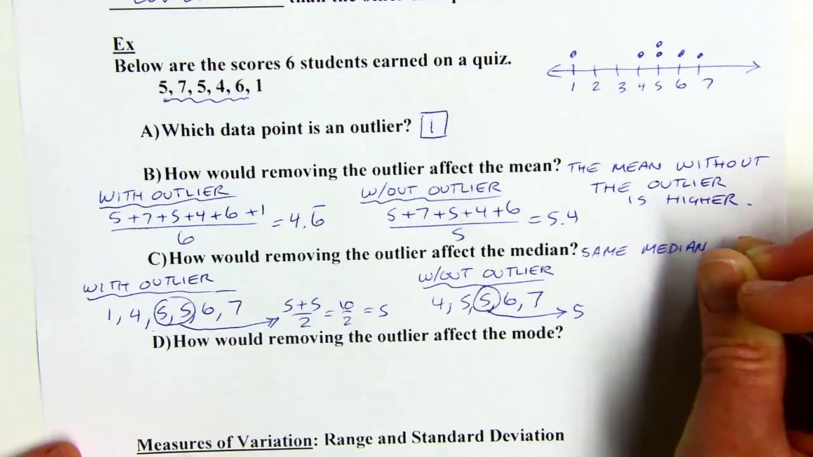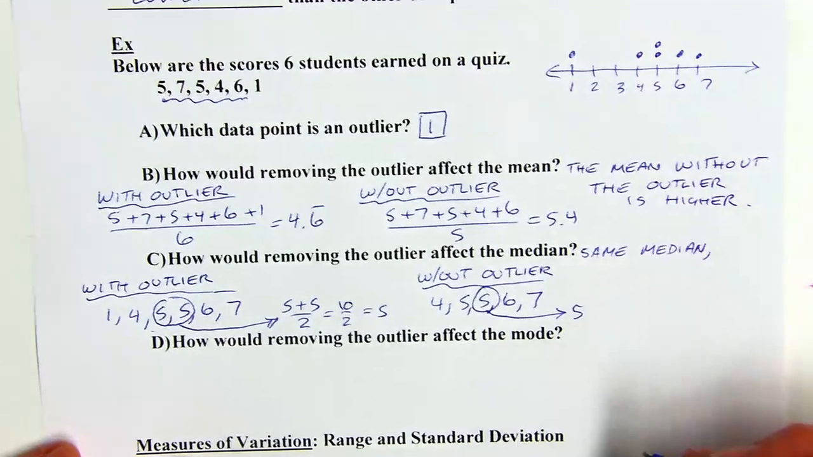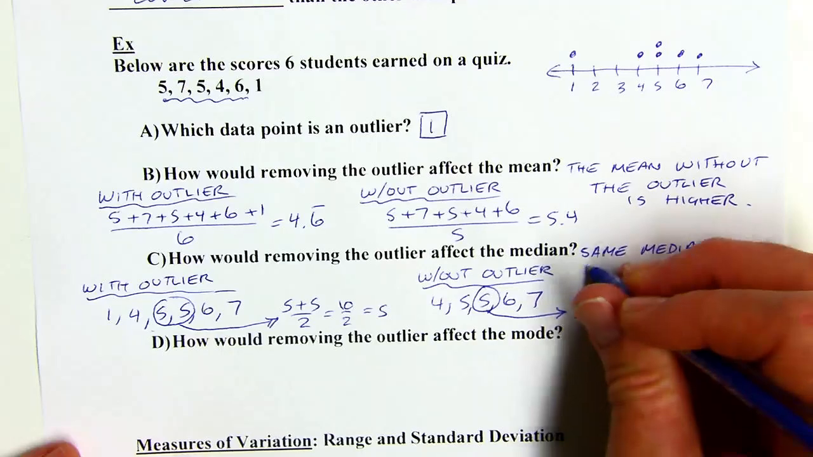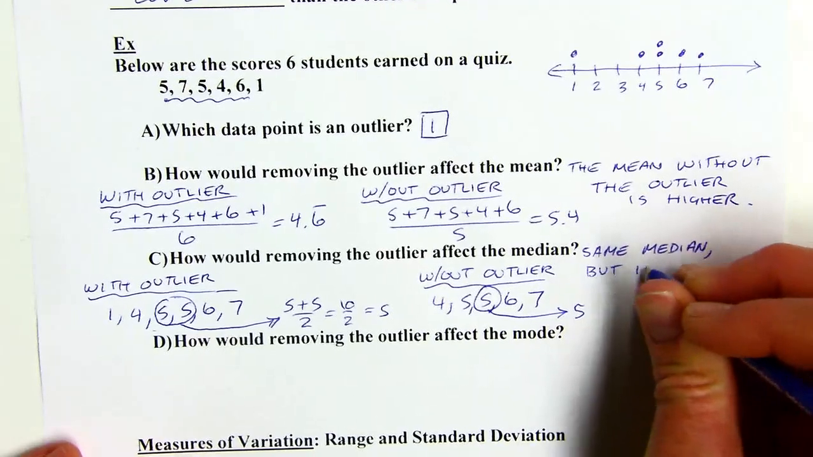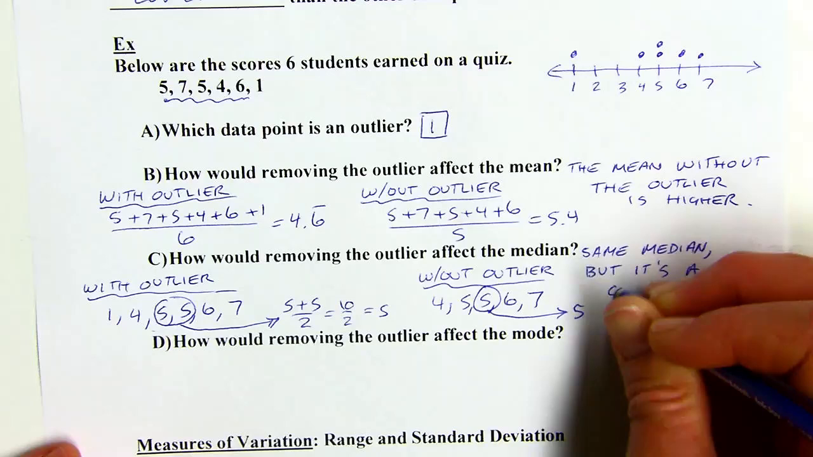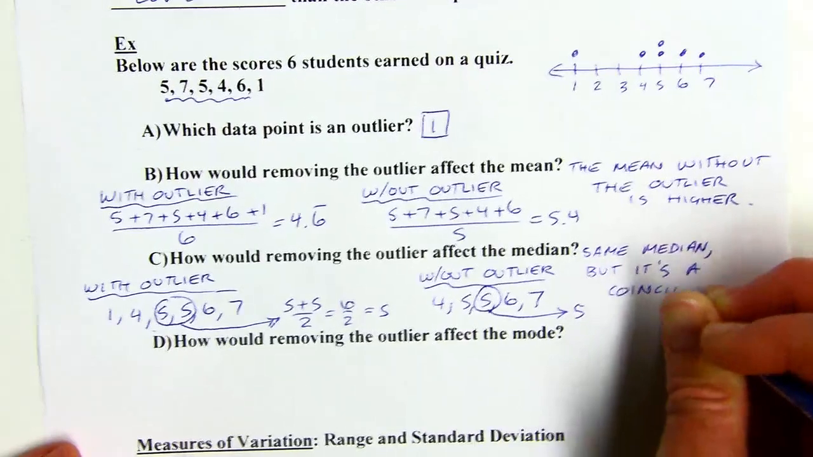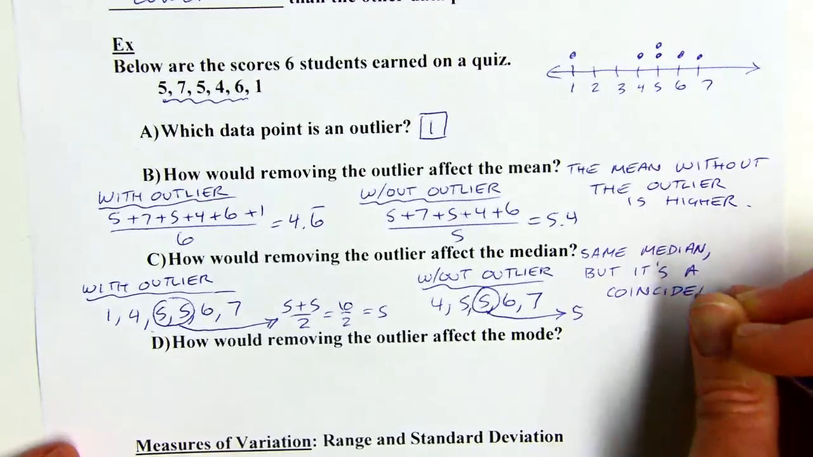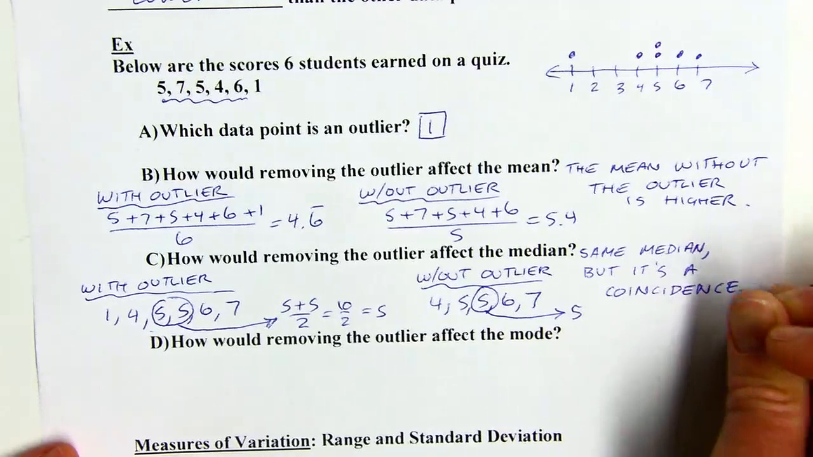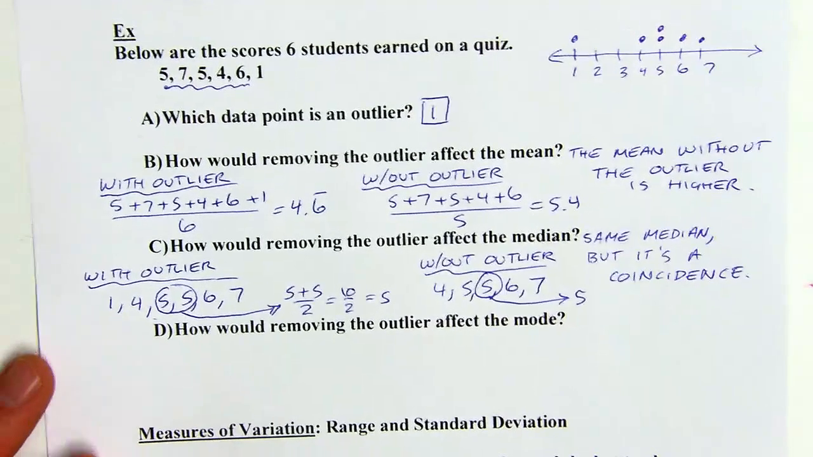But I also want to point out that it's a coincidence. So it can have the same median, but it could also change depending on the list of numbers.